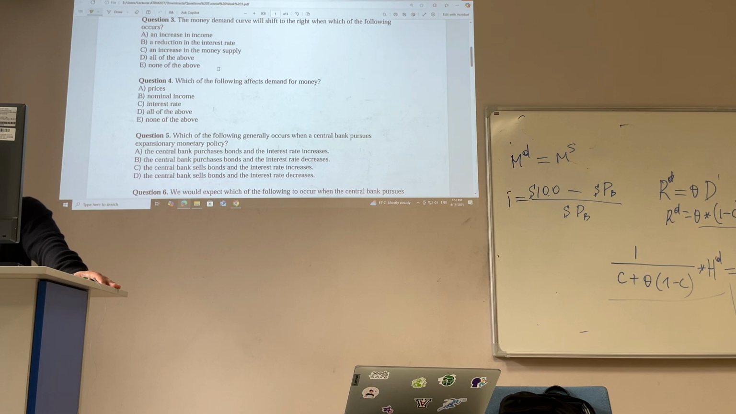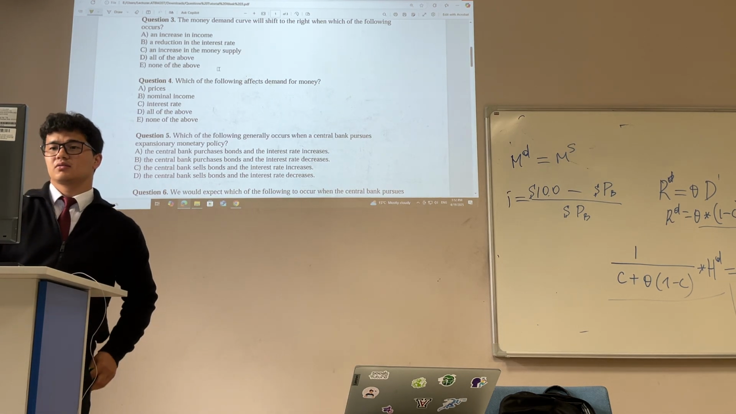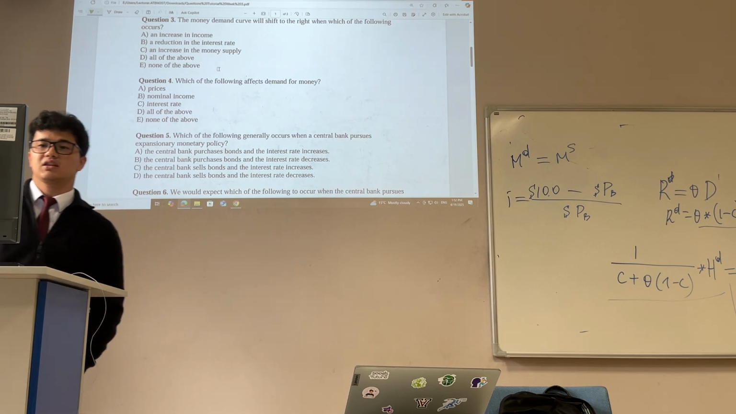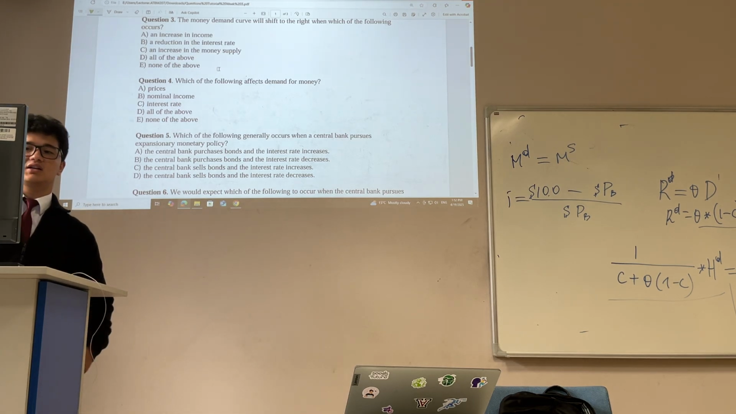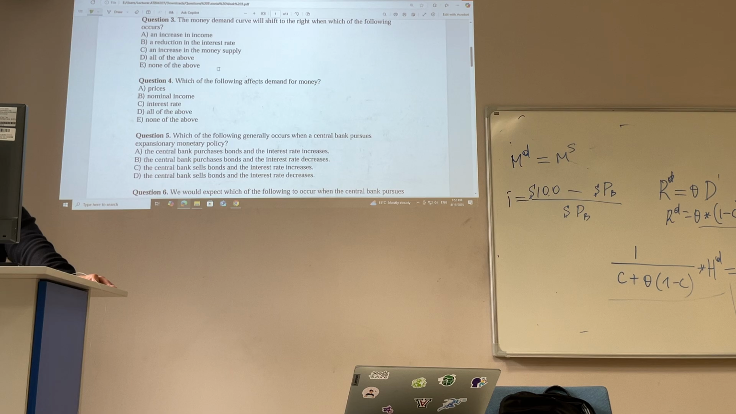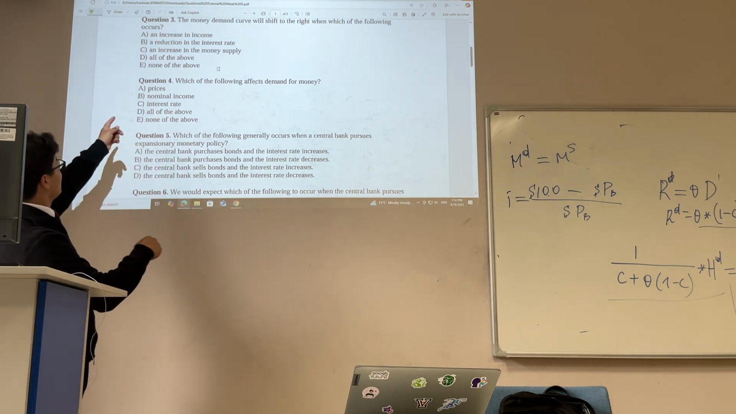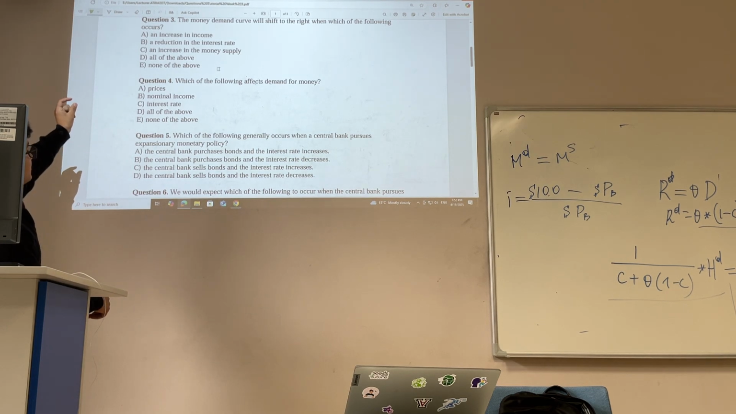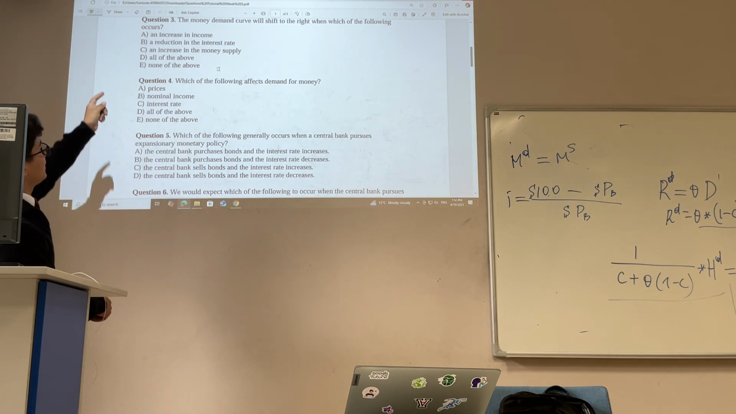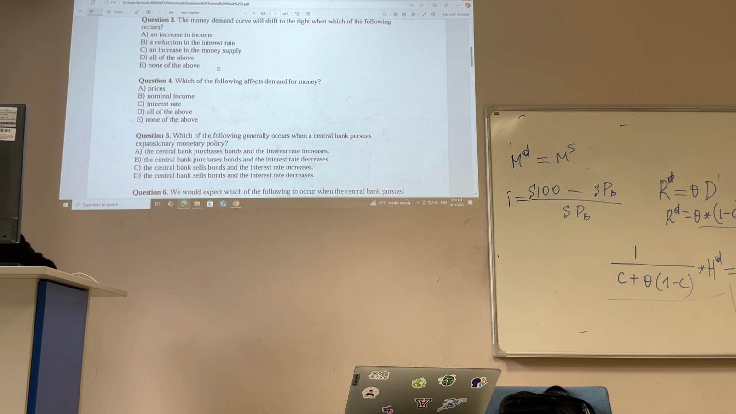B. Reduction in interest rate. What will happen when our money supply increases? Interest rate will fall, right? You see, reduction in interest rate. Now this one and this answer are kind of interconnected. They become interconnected, right? And what will happen when there's an increase in our nominal income?